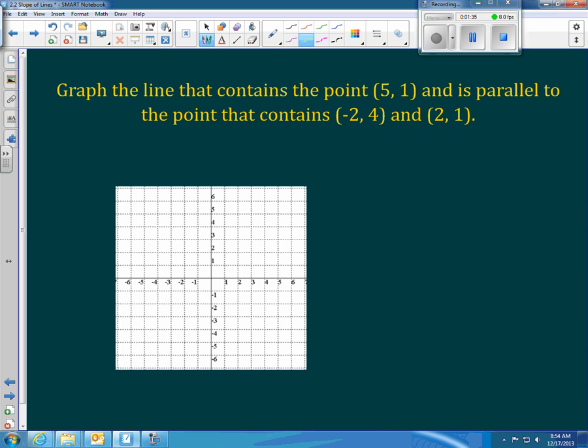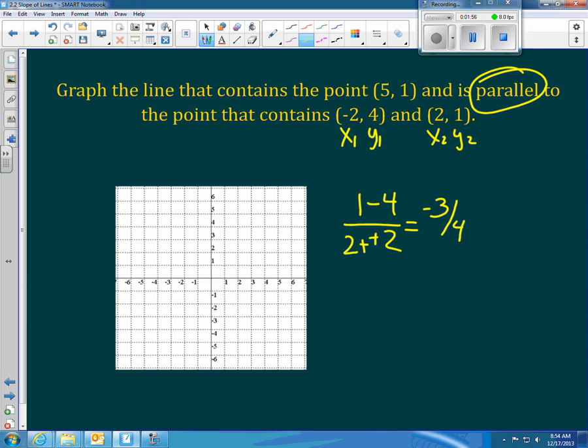It says graph the line that contains the points 5, 1 and is parallel. This time we're thinking parallel. Okay, parallel means we're going to have the same slope. So x1, y1, x2, y2. So we're going to take 1 minus 4 over 2 minus -2. Again, turns to plus positive. So we get -3 over 4.